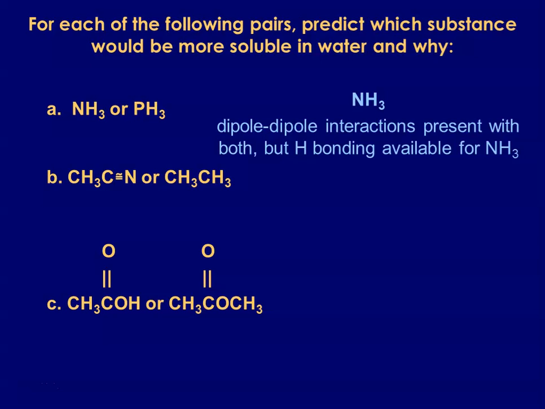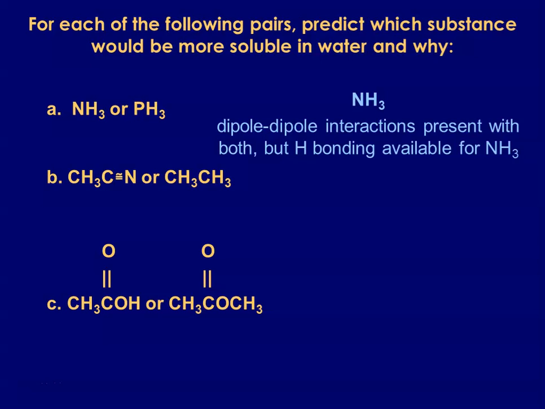In part B, we have CH3C triple bonded to N, and then we have ethane, CH3CH3. Ethane is going to be very nonpolar. It's only going to have London dispersion forces because it just has the carbons bonded to each other and to the hydrogens. While in the first compound, CH3C triple bonded N, sorry, I don't remember the name for that one. I want to say it's methyl nitrile, but don't hold me to it.